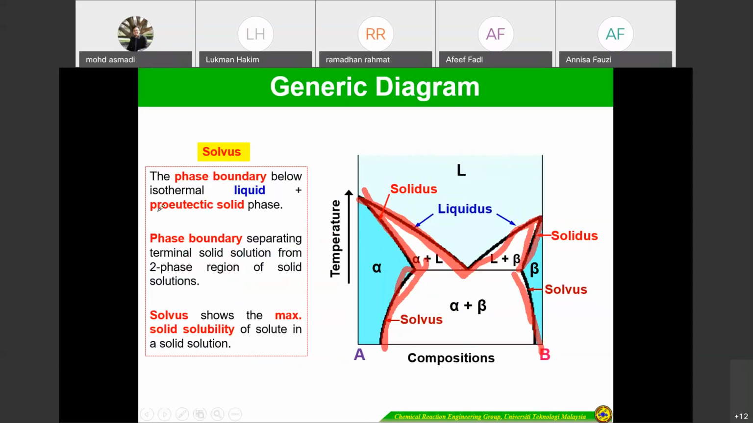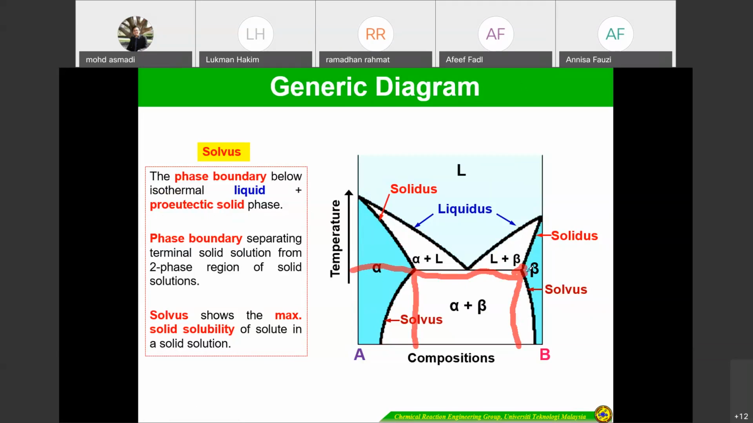What is pro-eutectic we will discuss later. The solvus is separating solid from another solid, alongside liquid and solid. So this is the maximum solubility of the solid in the solid solution. You have to remember this one. Generally, we can determine how many percent for A as well as B. This is the maximum, for example at this temperature.